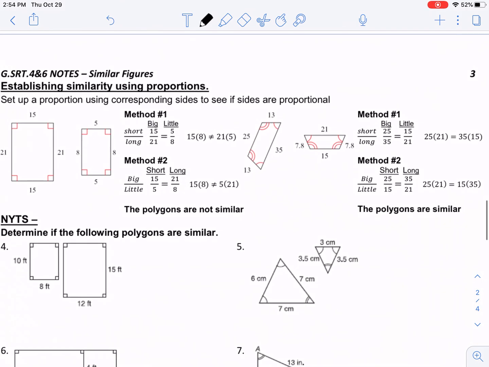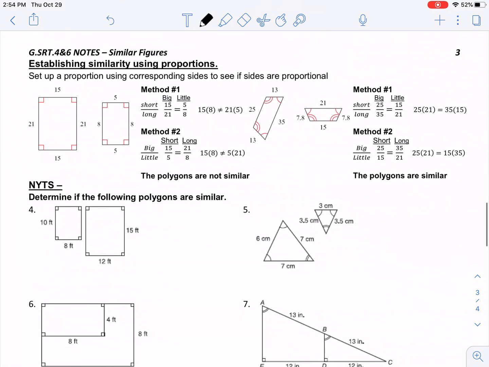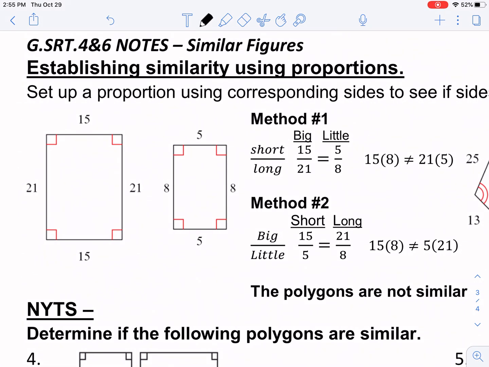Now, the last few examples that I want to look at here are about establishing that two figures are similar through proportions, okay? So examples like this and those that have missing sides. Now, these don't have any missing sides, but we can still tell if they're proportional or not.